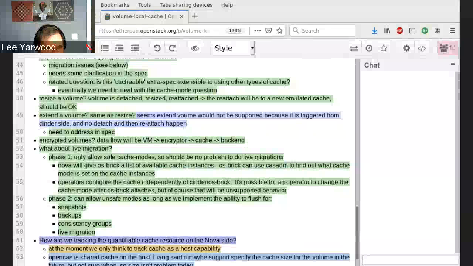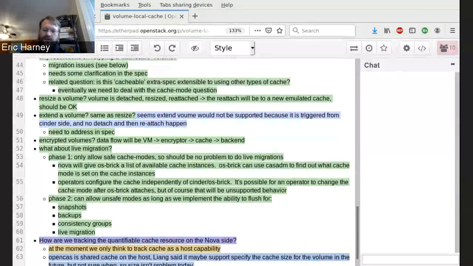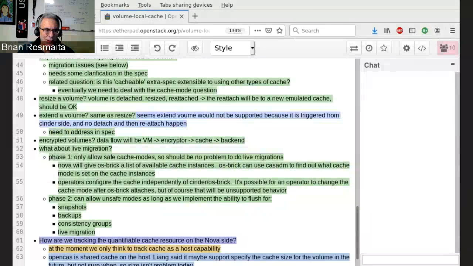Okay. Well, I think we're assuming there that we don't have to poke the cache layer and tell it that the volume got bigger, right? Right. Yeah, I wouldn't think you would need to do that. But in OpenCAS, do you have to tell it that the volume is this big, so reserve this much cache from it or something? That's a question for Liang. All right, we'll make sure we get this addressed.